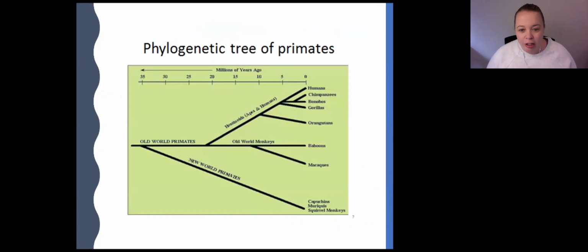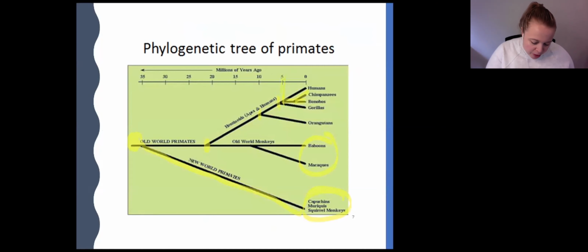Here is a phylogenetic tree of primates. So you can see off here we've got Old World primates. This is the common ancestor. And then you've got your monkeys, your capuchins, your squirrel monkeys have all diverged down here. Then you've got some other ones in the middle here. You've got your baboons and your macaques, and they've diverged from the hominoids, which I'm going to talk about in a second, around here. And then you've got things like the orangutans diverged back here, the gorillas, and the bonobos and the chimps also diverged back there.